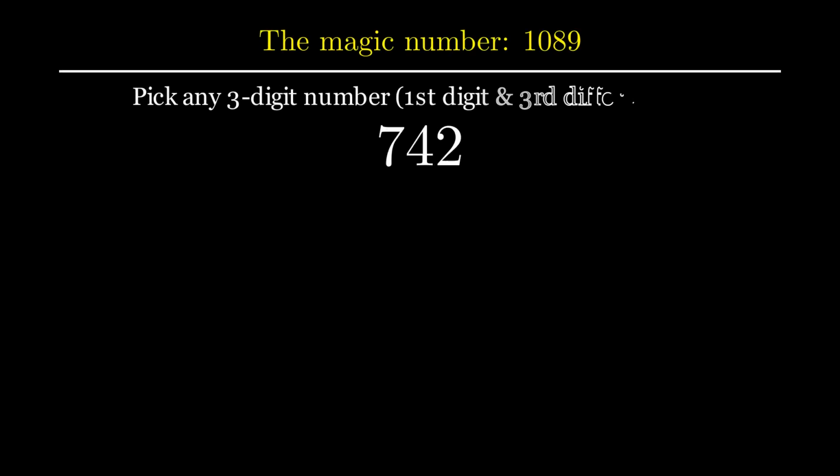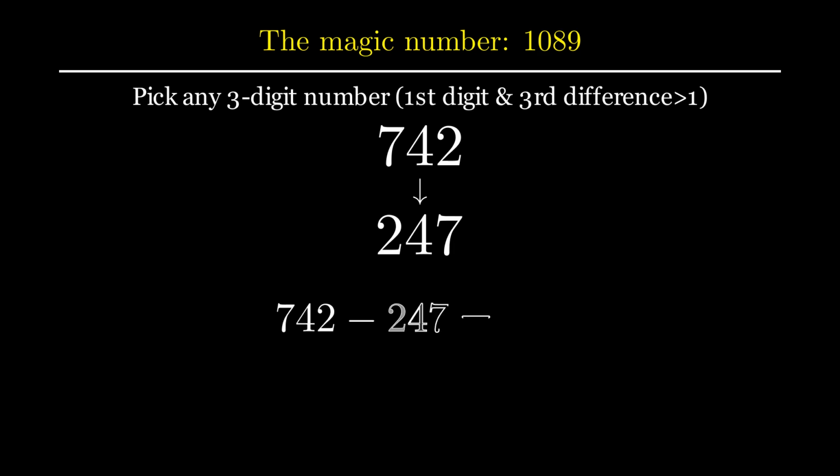Let's see a cool number trick called the Magic 1089. I'll show an example. First I pick the number 742. Now reverse it. 742 reversed is 247. Subtract the smaller from the bigger. 742 minus 247 equals 495.